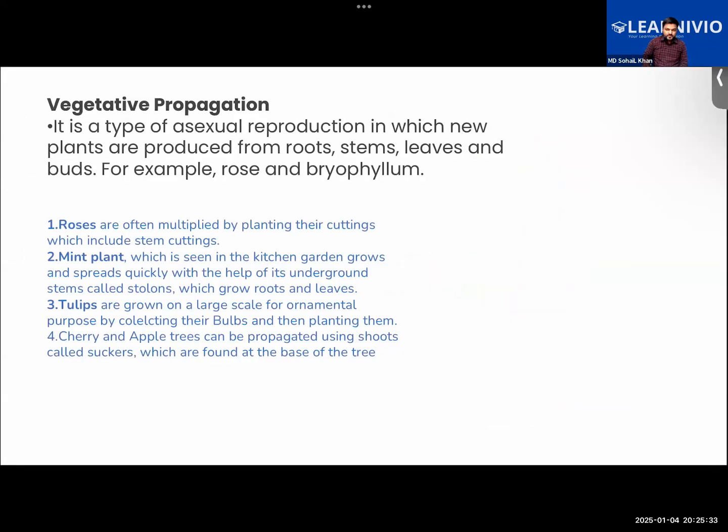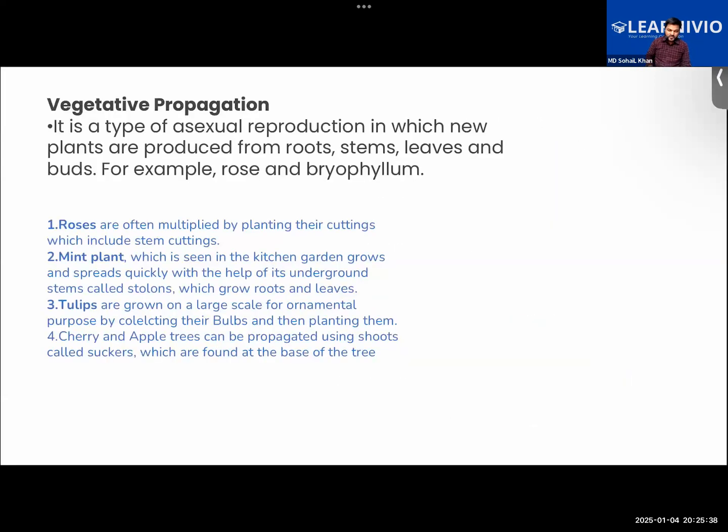Asexual reproduction is basically of four main types. The first type is vegetative propagation, which we had discussed, right? In this, plants are produced from the roots, from the stems or the leaves, and in some cases from the buds also. Some examples are rose and bryophyllum. Rose grows from the stem. Bryophyllum grows new plants from the leaves, right?